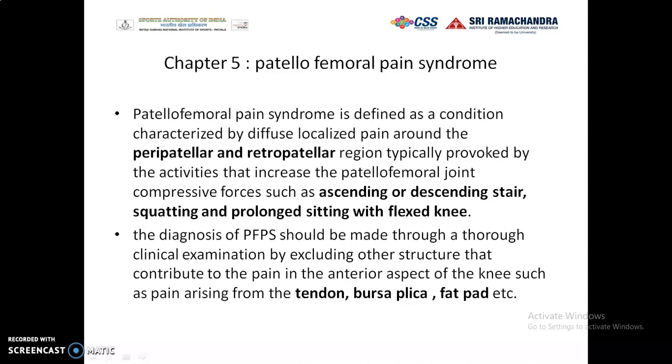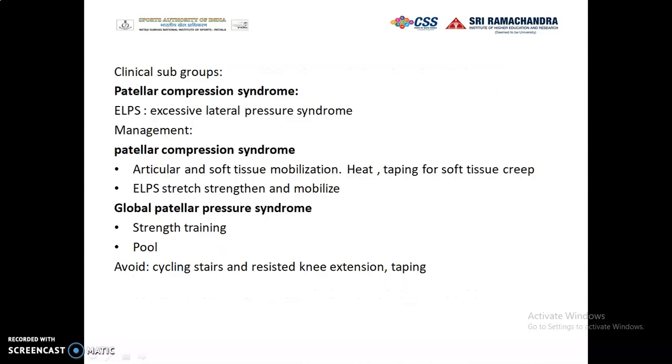So when you talk about patellofemoral pain syndrome, also named as AKP and CMP versus PFP, anterior knee pain versus chondromalacia patella versus patellofemoral pain, here the patellofemoral pain syndrome is defined as characterized by a diffuse localized pain around the peripatellar and retropatellar region, as I said earlier.